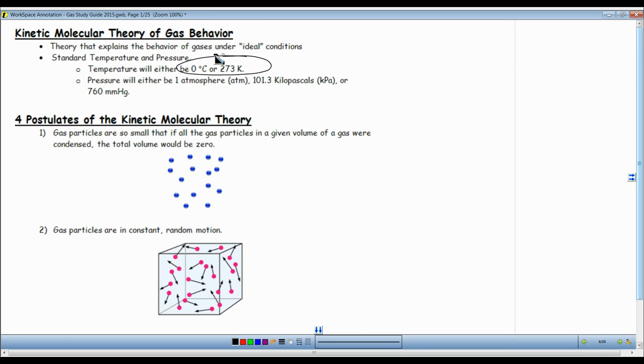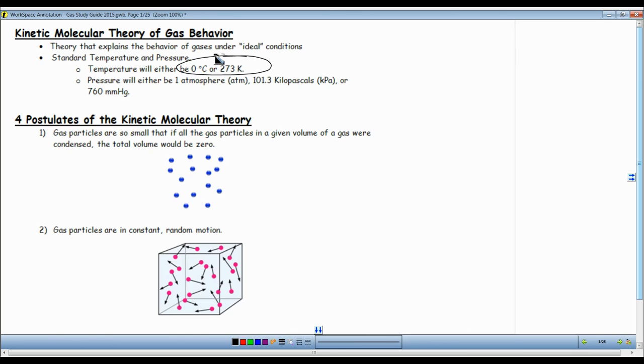When we do labs and collect data, we are not collecting gas data at standard temperature. Standard pressure could be any of these. These are just some common units used to measure pressure. 1 atmosphere is standard pressure. That's kind of like the English unit of pressure, equivalent to feet and inches. 1 atmosphere is standard, about 101.3 kilopascals, or 760 millimeters of mercury. Those are maybe some metric units that we use to measure pressure.